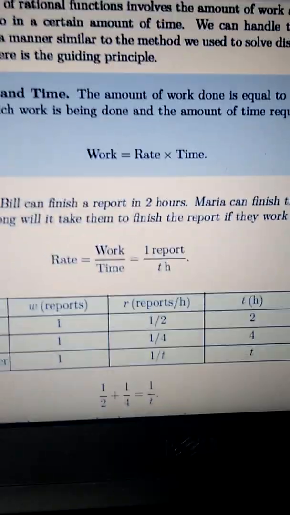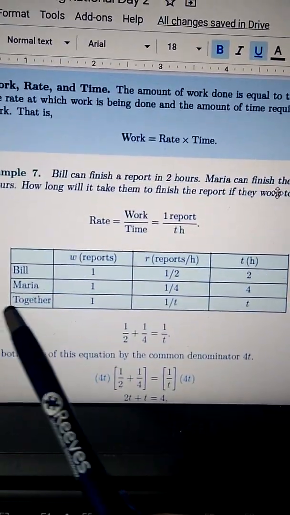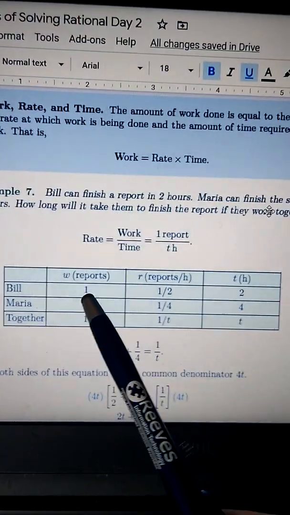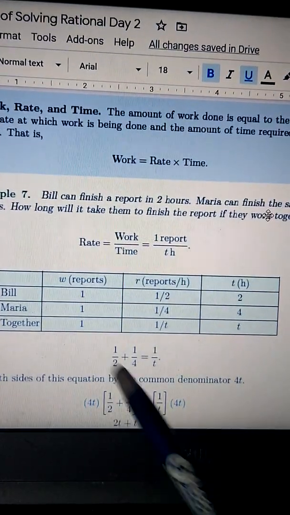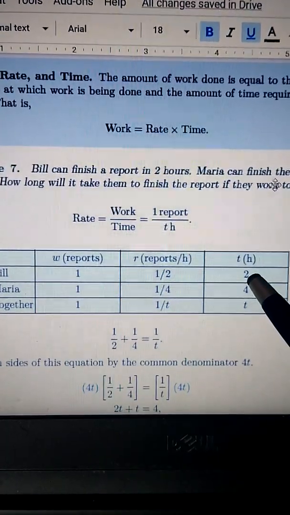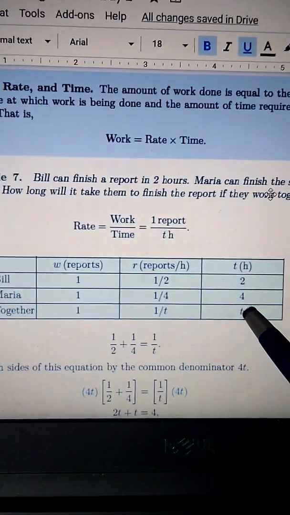So we're going to use a little chart here, and we're going to lay it out for Bill, Maria, and them working together. Each situation has to do the same amount of work, one report. We put the time over here in the right-hand column. It takes 2 hours for Bill, 4 for Maria. Together, we don't know. That's what we were asked to find.